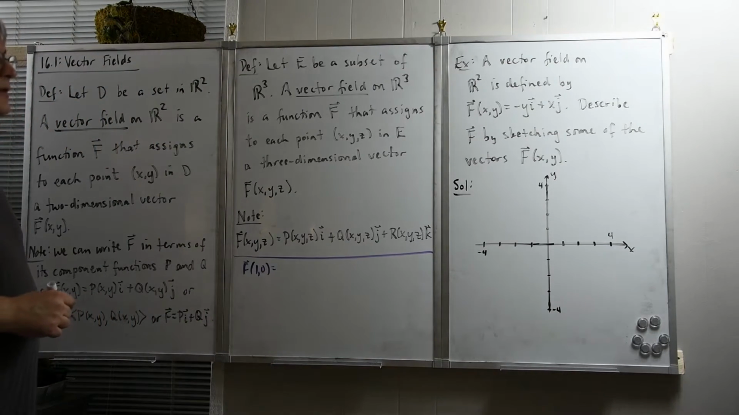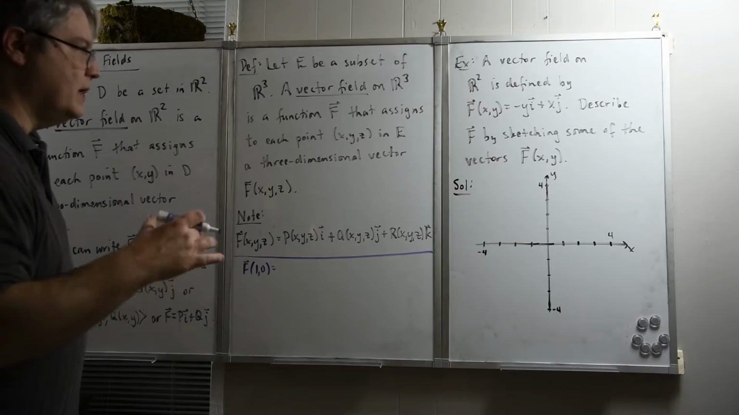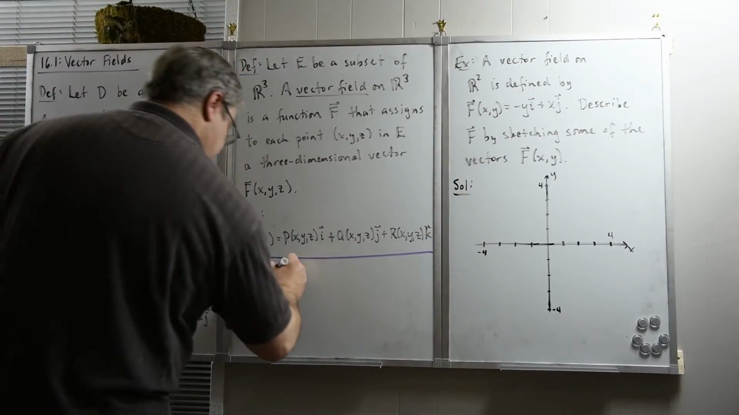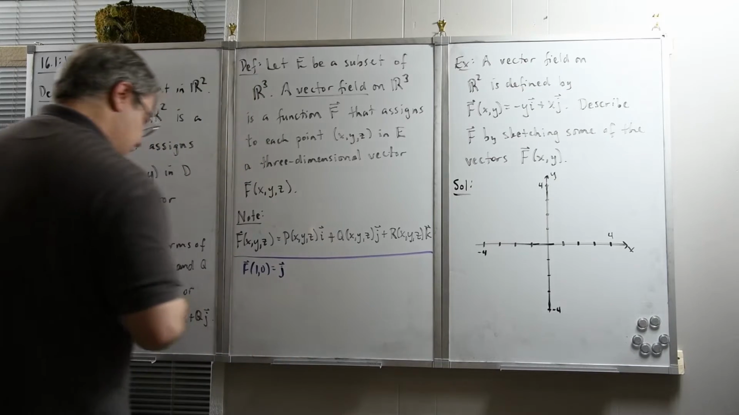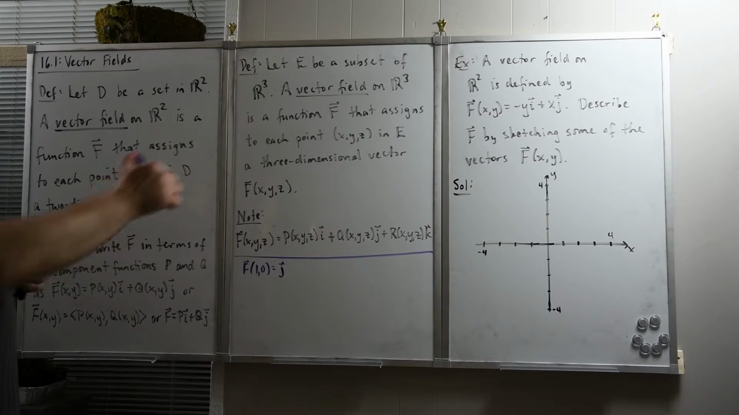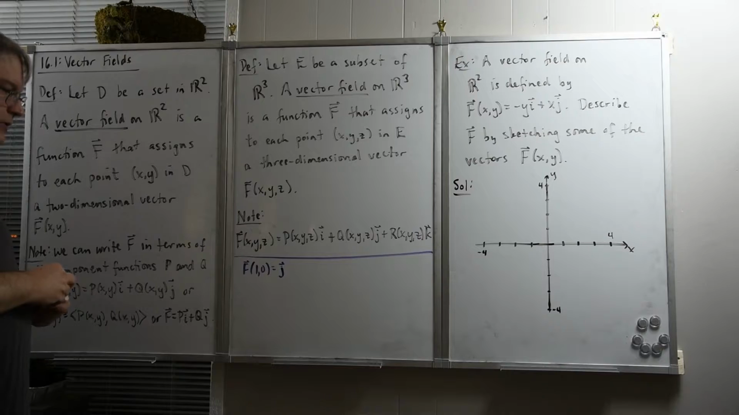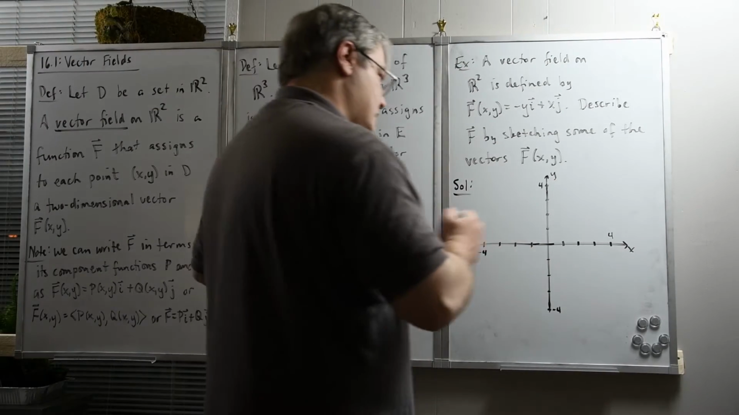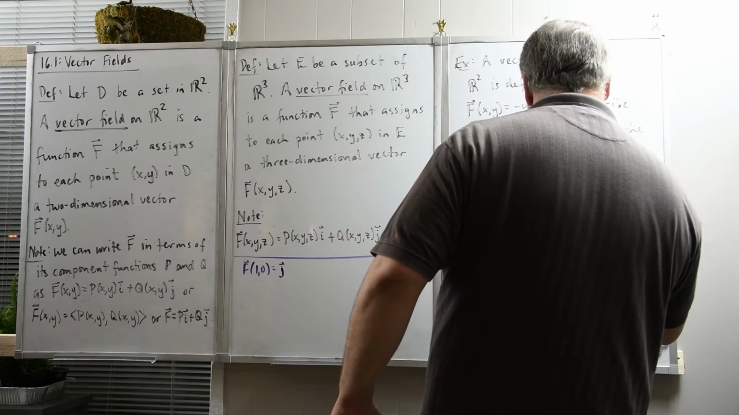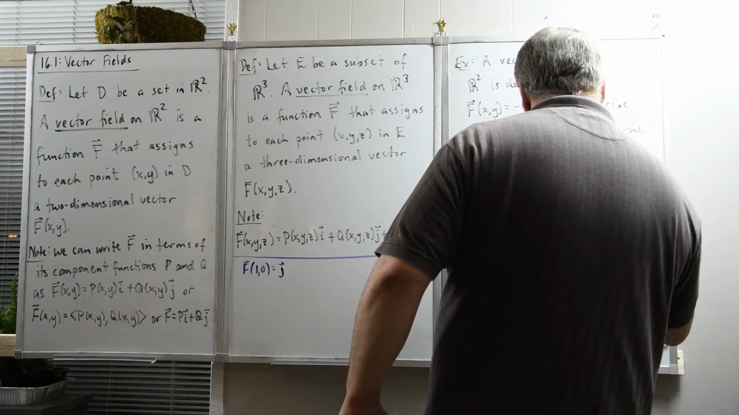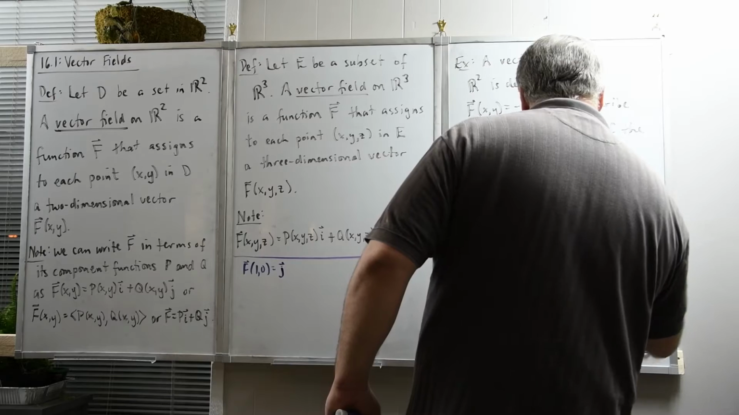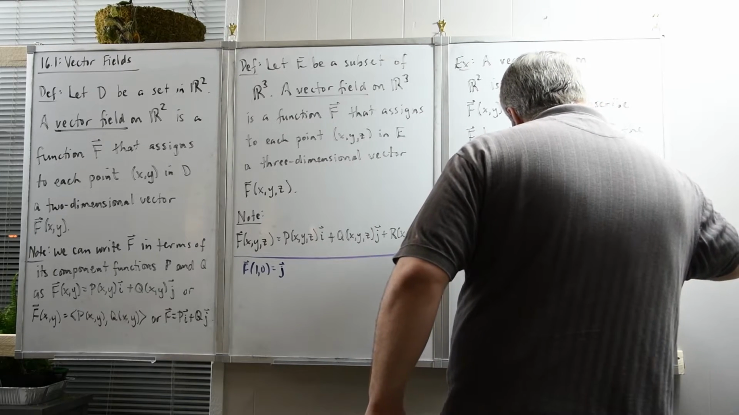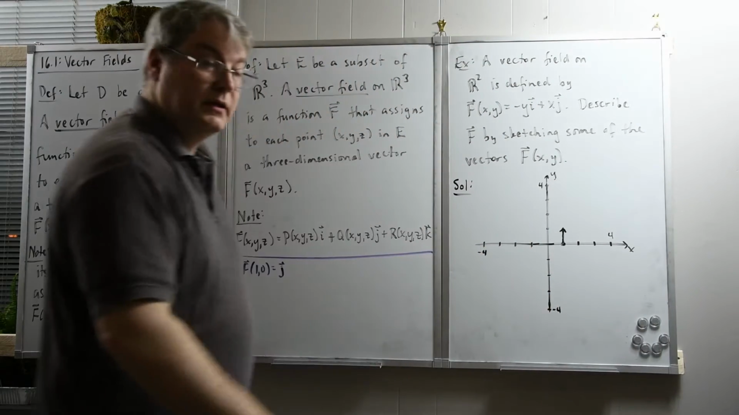All right, so if you take a look at f of 1, 0, x is 1 and y is 0. So you have -0i plus 1j. That's just j. So I would go over to my graph here, and I would draw a vector whose initial point is at 1, 0, and that vector will be j. So my vector would look like that.